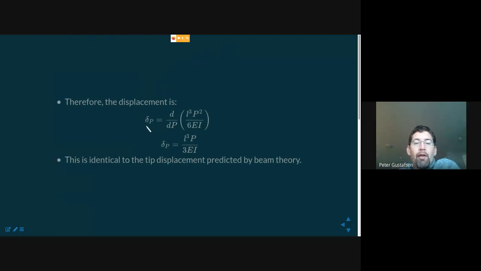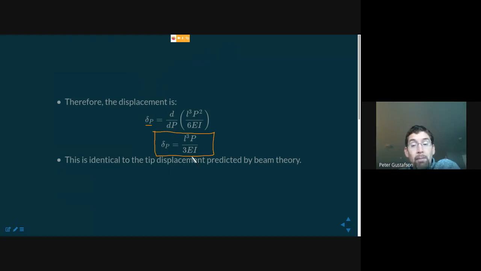So here it is. The displacement is equal to d by dP of L cubed P squared over 6EI. We actually apply the derivative. We pull down the 2, which cancels a portion of the 6. So we end up with L cubed P over 3EI. This is our tip displacement. So this is the displacement at the point of application of the load.